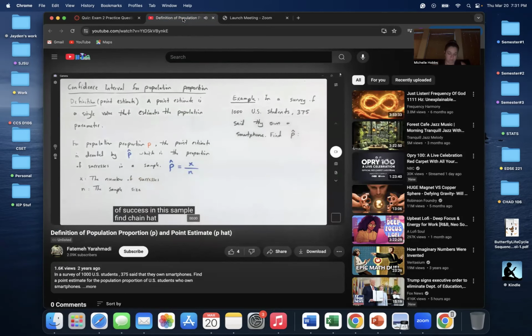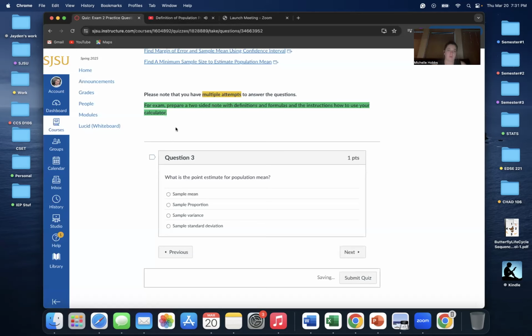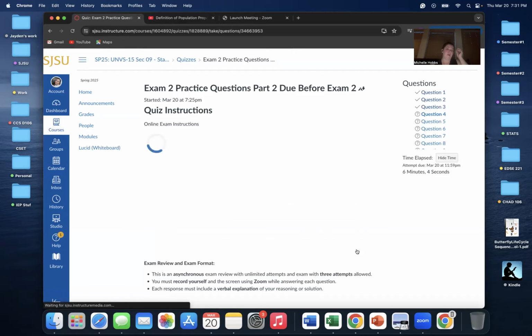Find P hat. Well, P hat sometimes is given as a percentage to us because it's going into another sample problem, but the point estimate for a population mean is going to be the sample mean. Just like the population proportion was a sample proportion. So sample mean, population mean. That's how I remember it.